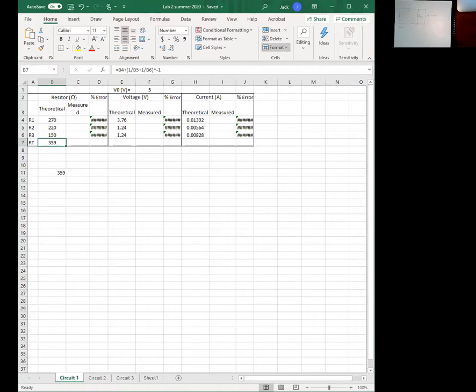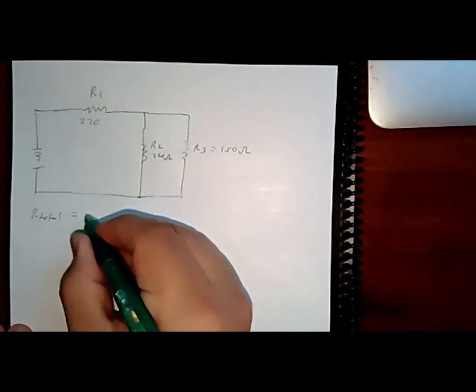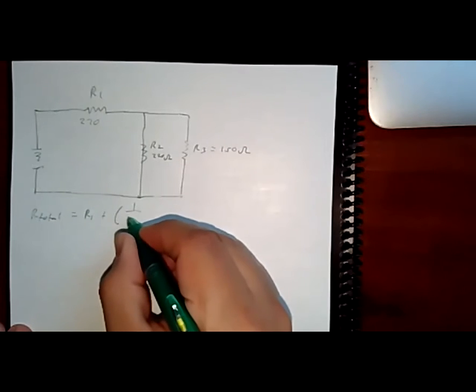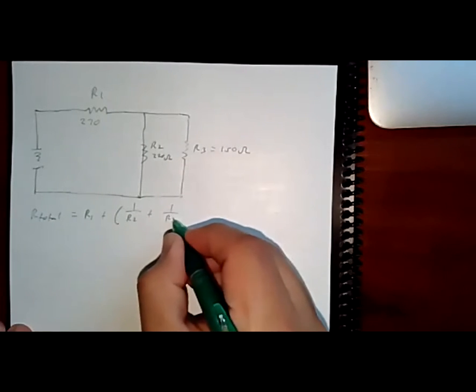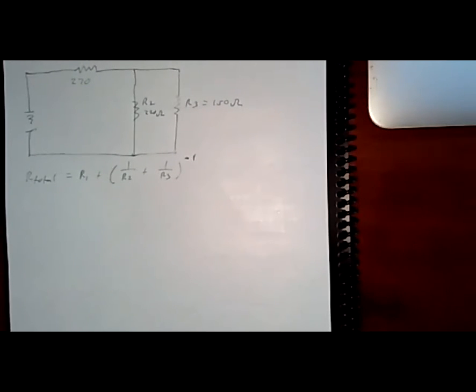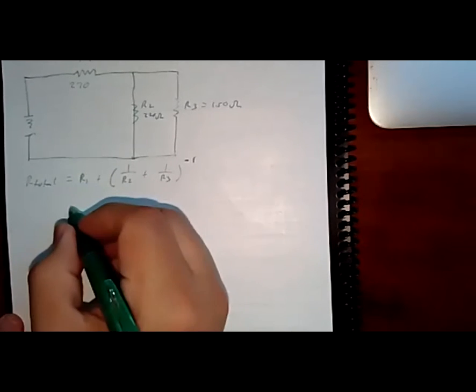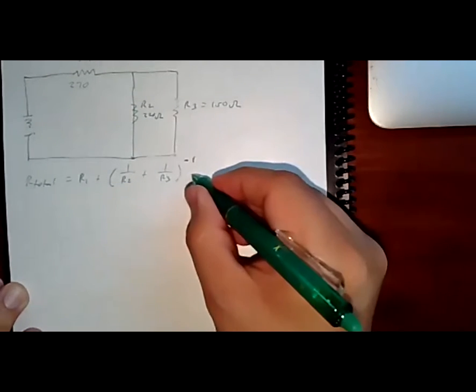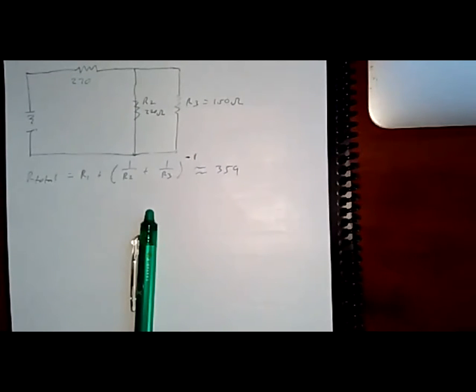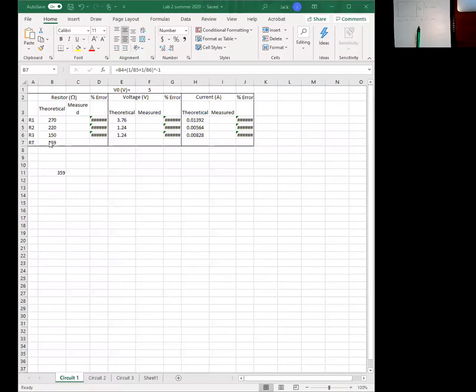Let me shift back real quick. So I'm doing R total to be R1 plus the parallel combination of these two resistors. Okay, so I just did it all at once. The other examples we did piece by piece, but you don't have to. So the theoretical resistance is about 359-ish. Okay, point something, but it rounded to 359 automatically. So there's my total resistance.